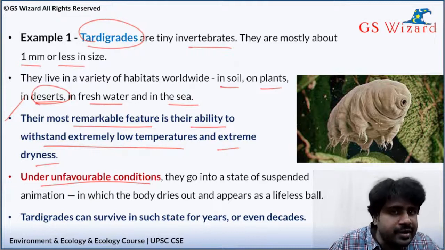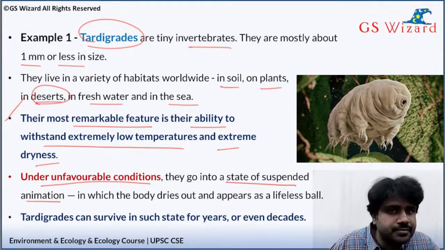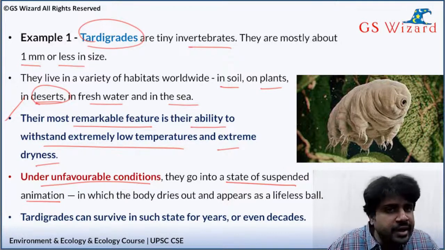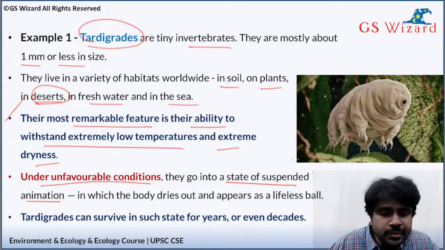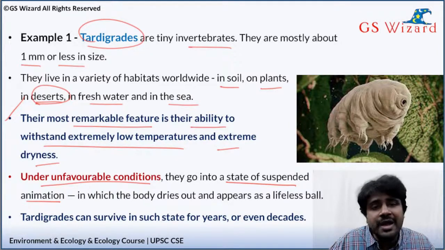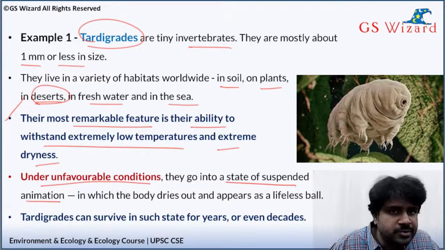So these tardigrades, they go into a state of suspended animation. That means they are still alive, but they become completely inactive. They don't move, they don't eat, they don't do anything. They remain completely inactive. That is the meaning of suspended animation. Okay? So these are adaptation mechanisms. What do you mean by adaptation? What are the various adaptation mechanisms?